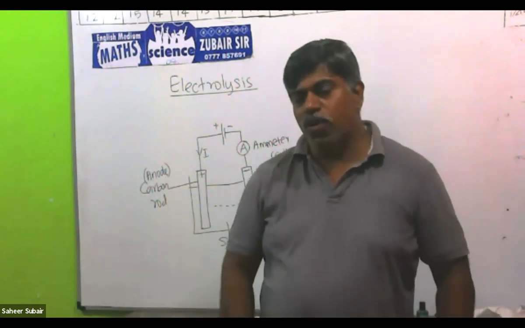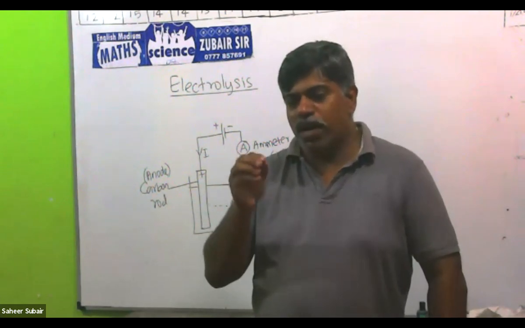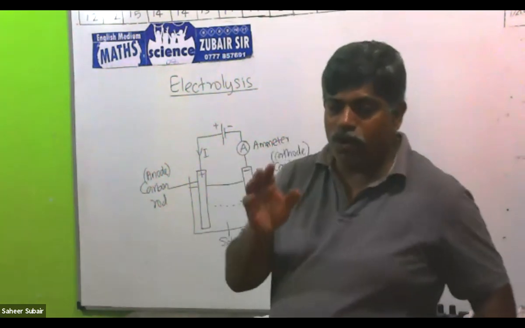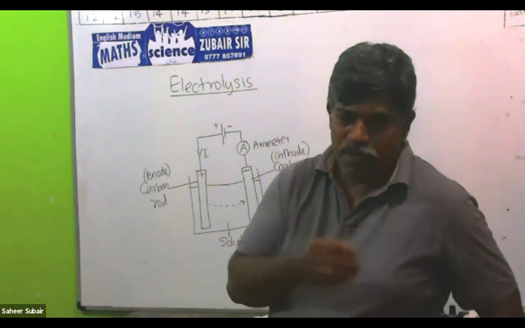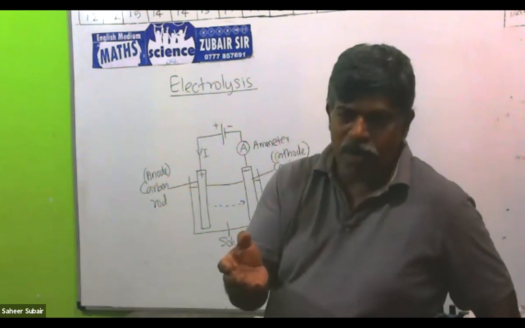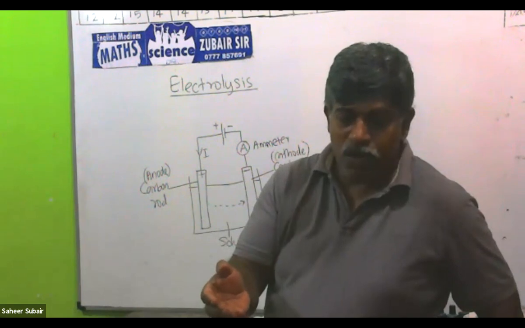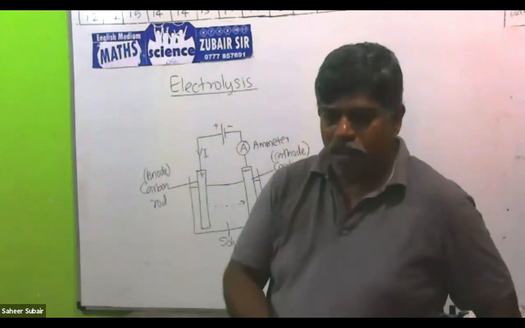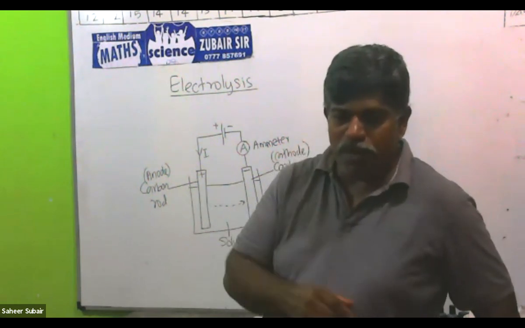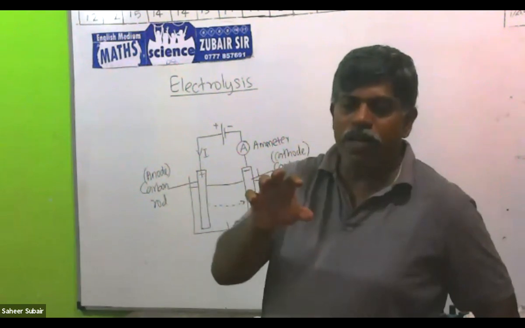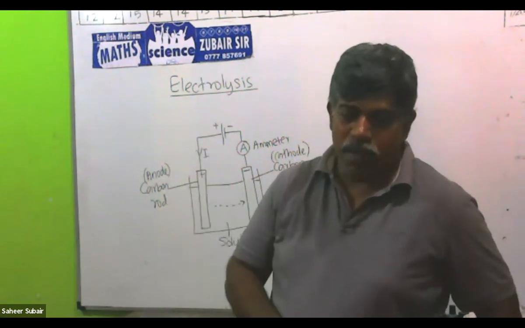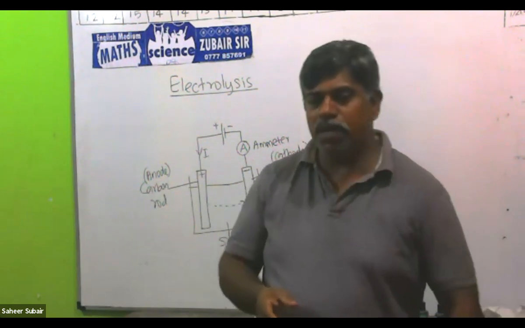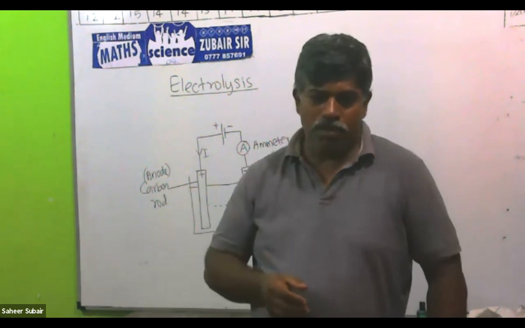The solution that allows the current is called an electrolyte. Now, copper sulfate I told, acidulated water, you can use diluted sulfuric acid or diluted hydrochloric acid. Diluted means mixing with water. Those are allowing the current, right? Normally, acid, base, and ionic solutions.